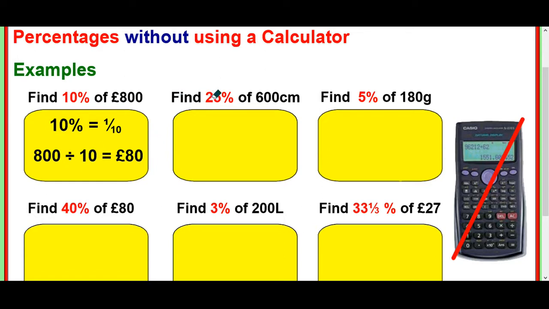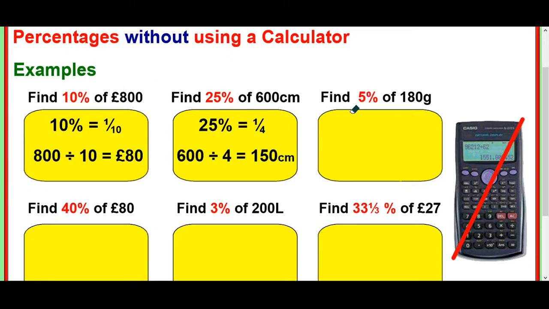Same idea with 25%. To get 25%, we need to think how many times it goes into 100, and it goes in 4 times, so that makes it a quarter. So what you do here is 600 divided by 4. And the easiest way to do that is to half 600 twice. So half it to get 300, half it again to get 150. Again, notice I've changed units here because it was centimetres up here, so centimetres down in my answer.